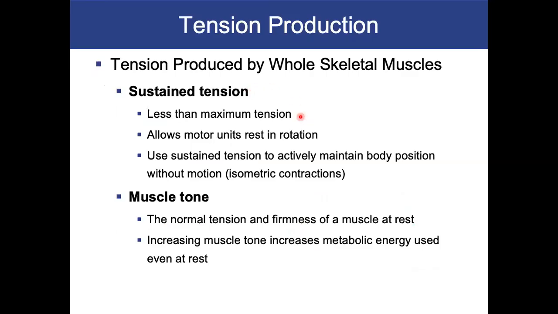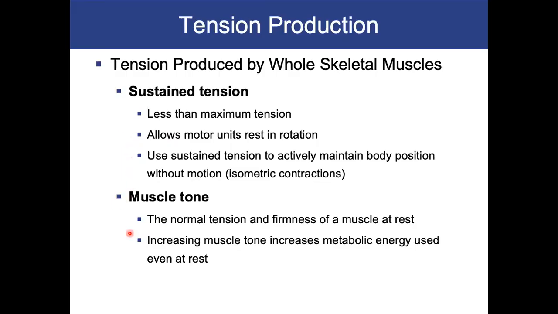Sustained tension is less than maximal tension. It allows the motor units to rest in rotation so that they don't get fatigued. Think about when you are sitting up and your postural muscles use sustained tension, so the motor units rest in rotation, your latissimus dorsi. Think about when you're carrying a laundry basket, right? And you're holding it in that one position. In order for your muscles to keep maintaining that position, the motor units are going to rest in rotation.